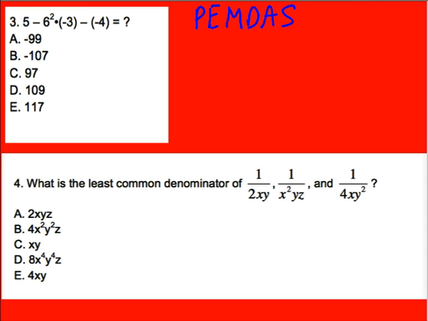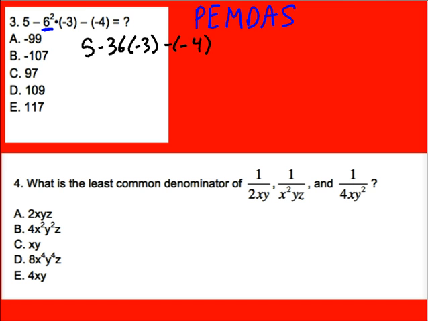You need to work with PEMDAS: parentheses, exponents, multiplication and division, then addition and subtraction. So the first thing is we need to take care of that exponent. Dealing with that exponent, it's going to give me 5 minus 36 to the negative 3 minus negative 4.